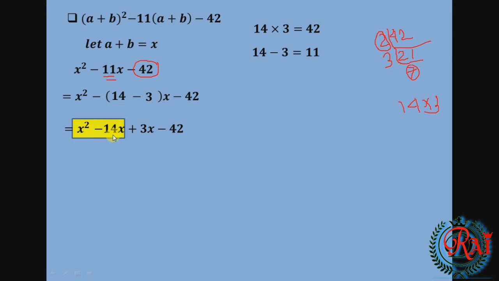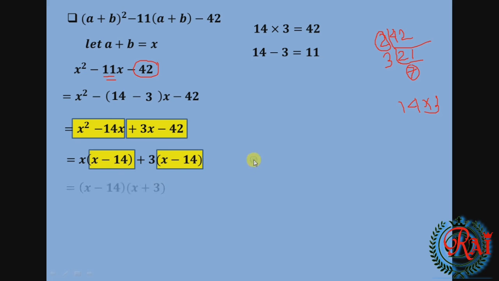So now we'll take common from these two terms, and we'll take common from these two terms. In this case common is x, so I'll write x minus 14, and here plus 3 is common, so when I take plus 3 common out, x minus 14 remain inside the bracket. Now x minus 14 is common, so when I take x minus 14 common out, x plus 3 will remain inside the bracket.